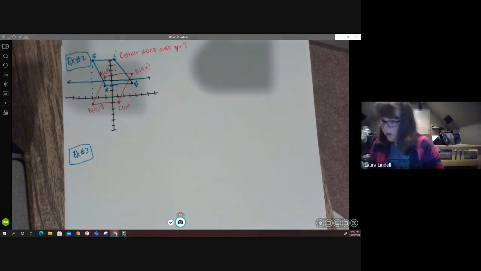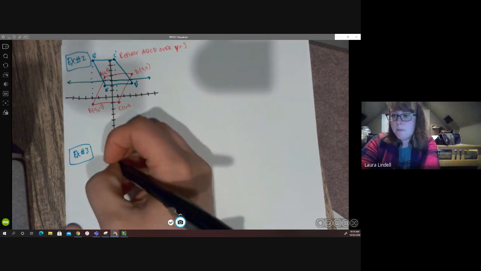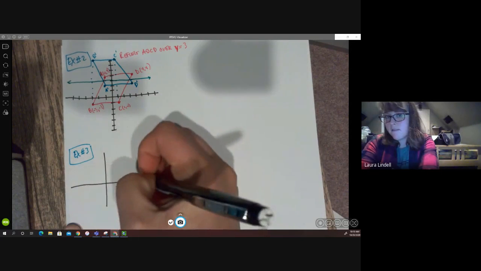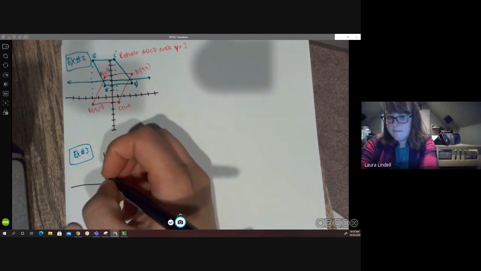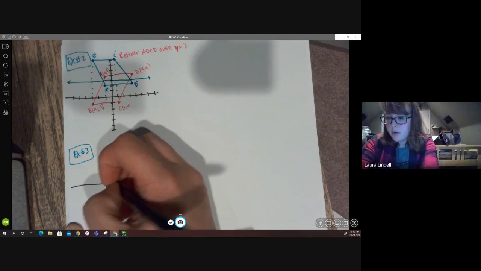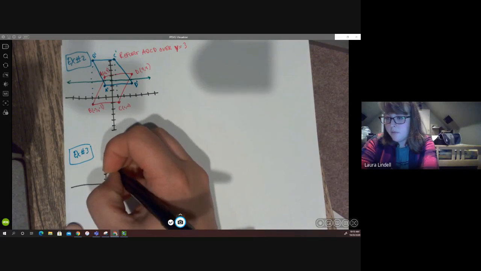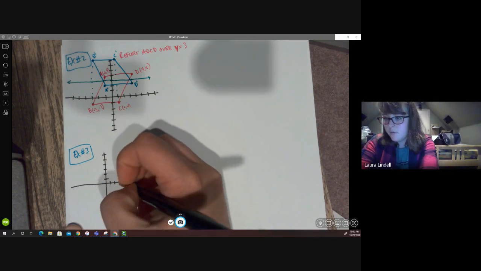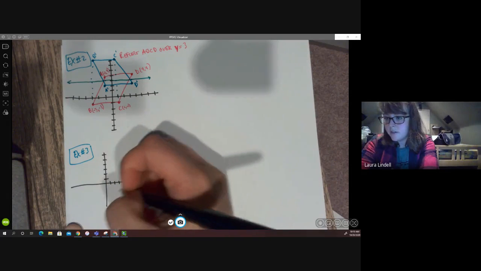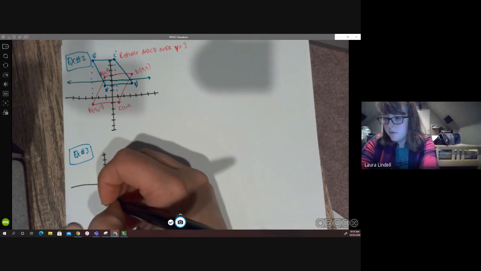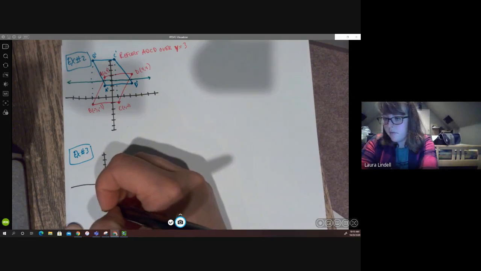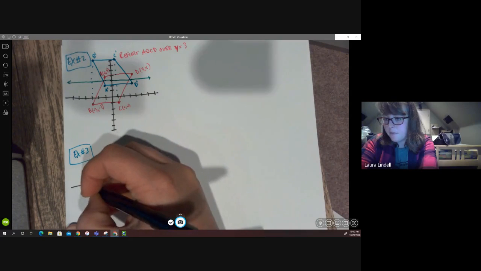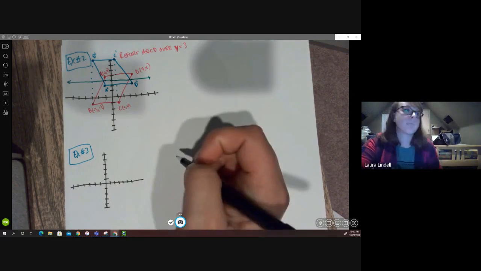So again, we're going to draw ourselves a coordinate plane. One, two, three, four, five, six. 1, 2, 3, 4, 5, 6. 1, 2, 3, 4, 5. 1, 2, 3, 4, 5, 6.